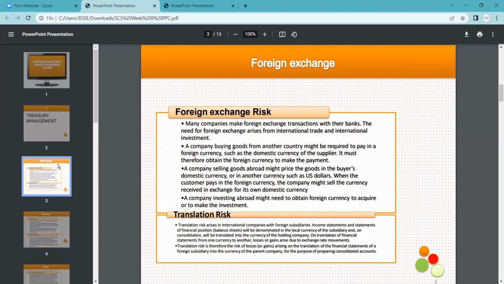So let's begin with foreign exchange risk. When we talk about foreign exchange risk, in short, some people call it forex risk. Now, as you can see on the slide, it says many companies make foreign exchange transactions with their banks. The need for foreign exchange arises from international trade and international investment, right?